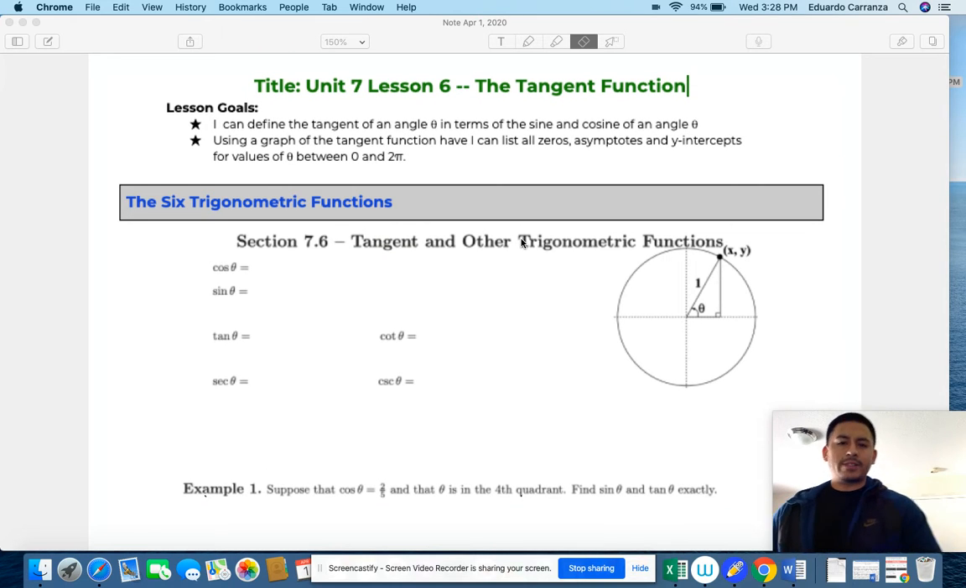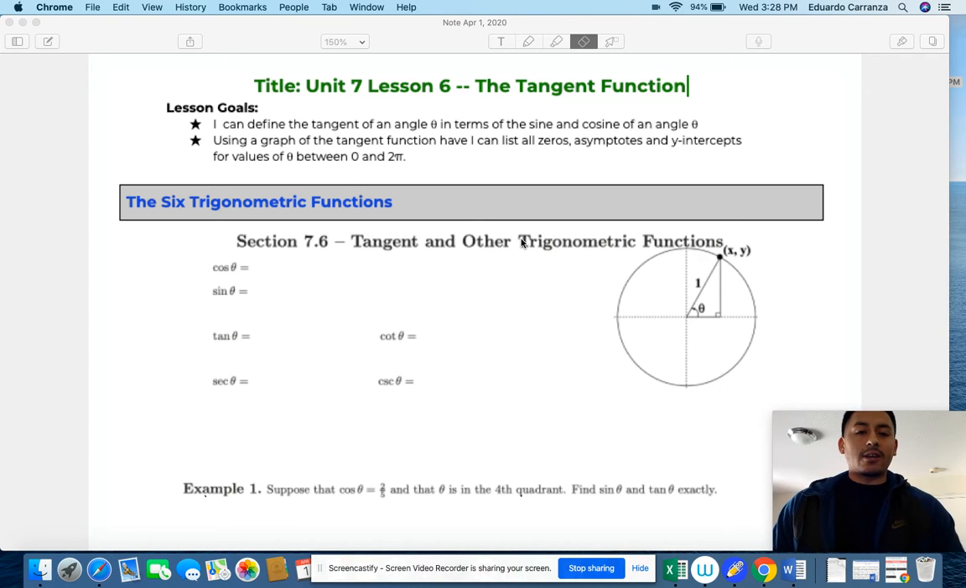So today our focus is going to be primarily on the tangent function, although we are going to touch a little bit on these three other trigonometric functions that you may have seen before in your Algebra 2 class, but we haven't really talked about here in pre-calculus yet.